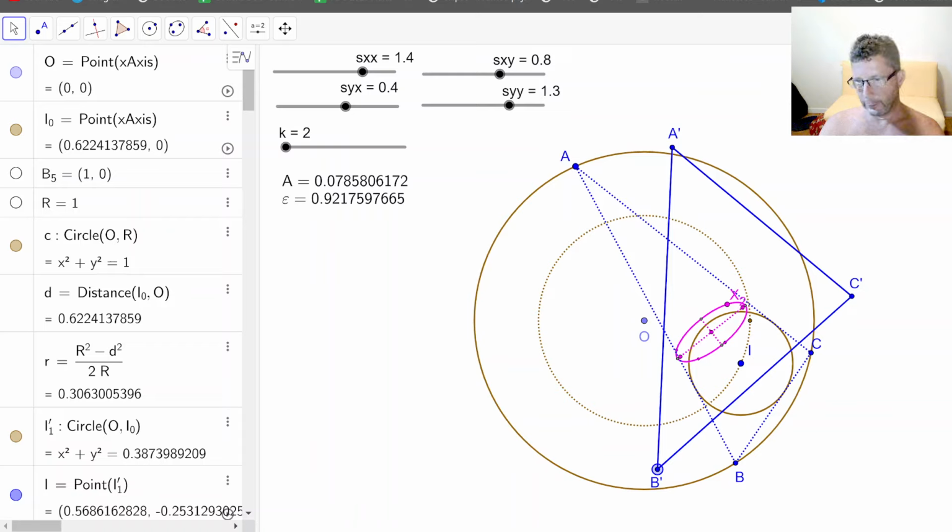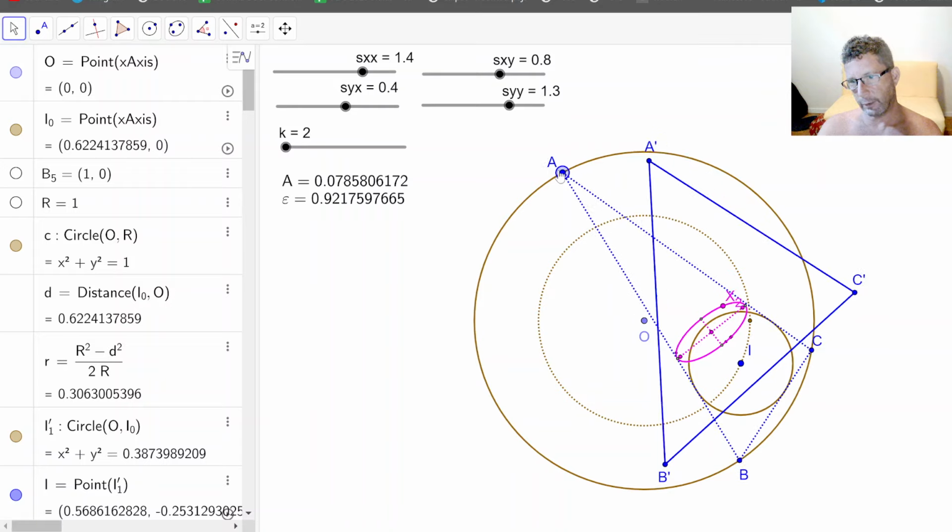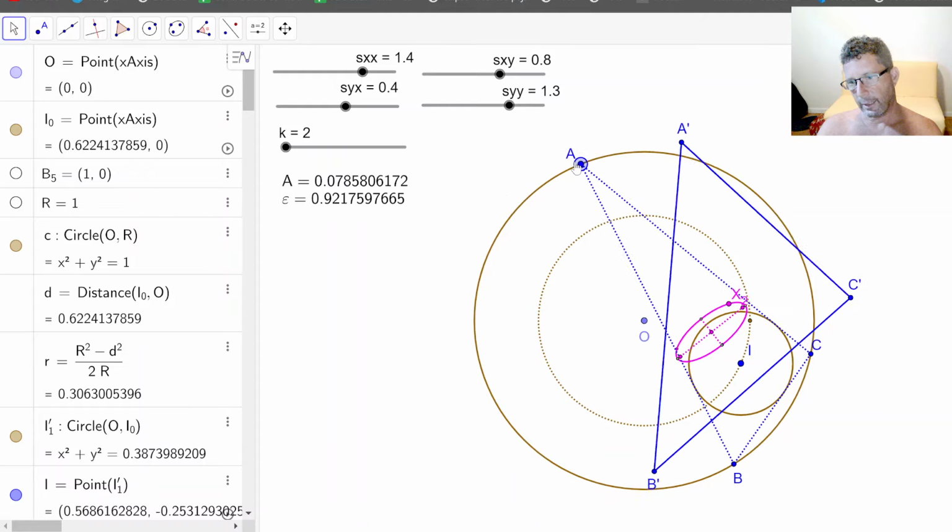Okay, so I'm going to explain all the elements of the system and the experiment, but let's start with the simplest component, which is the ABC triangle, which is inscribed in this brown circle and circumscribes this inner caustic, centered on I, the outer circle centered on O. Ignore the motion of all the other objects, just focus on ABC.